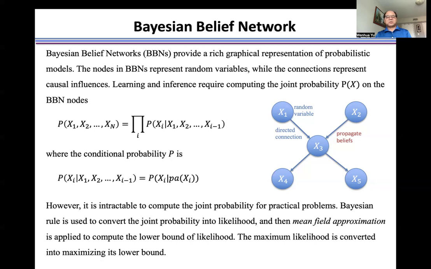Bayesian rule is used to convert the joint probability into likelihood. And then mean field approximation is applied to compute the lower bound of likelihood. The maximum likelihood is converted into maximizing its lower bound.